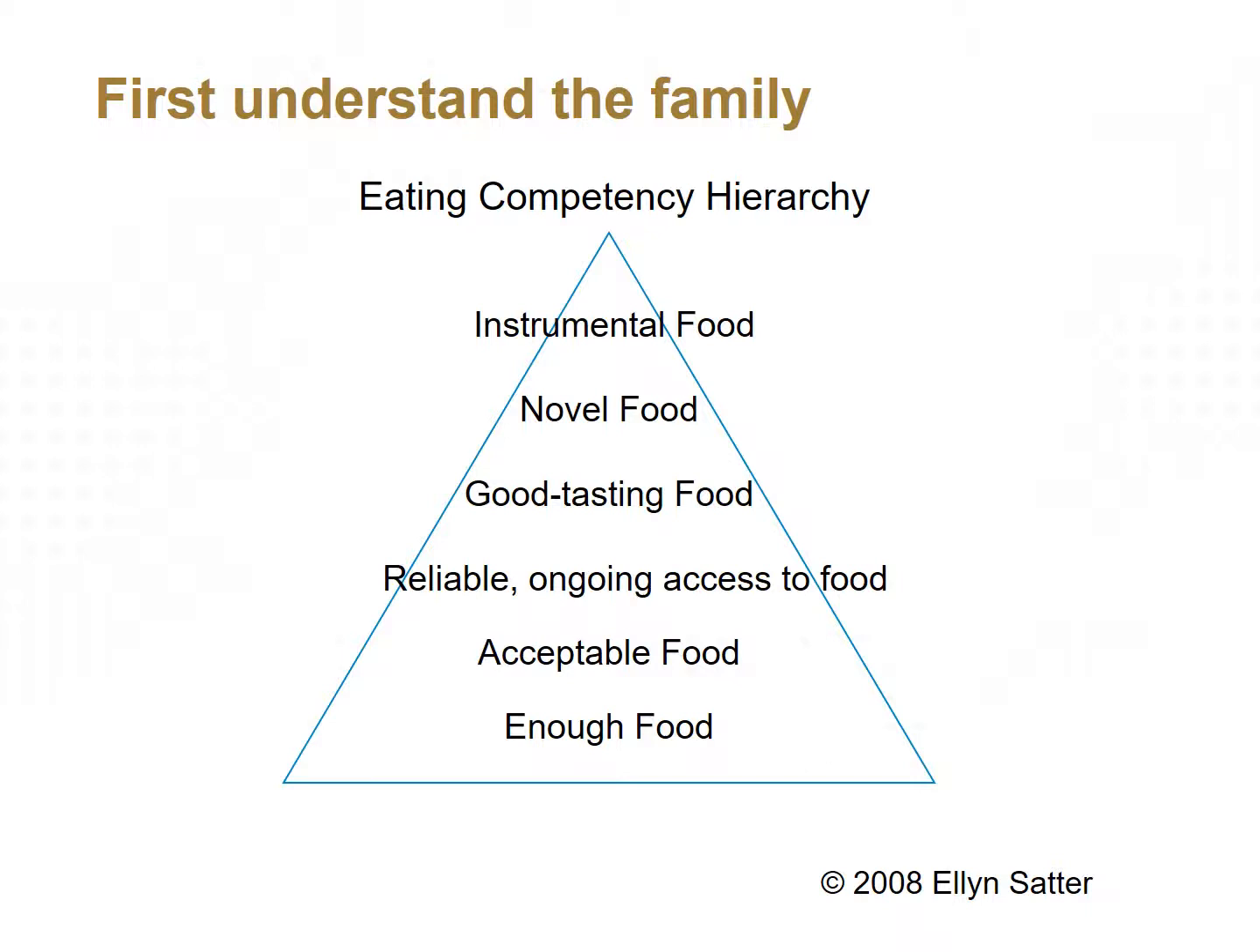This is oftentimes where people are wanting to get to. They want to eat foods that are going to make them healthier, but unfortunately, they'll try that before they're addressing some of these other issues, such as having enough food, acceptable food, reliable access to food, good tasting food, as well as novel food. If a family's food insecure and they struggle with having enough food, then they probably are not going to be choosing new novel foods or instrumental foods. They're not going to be interested in trying foods that they have never eaten before.